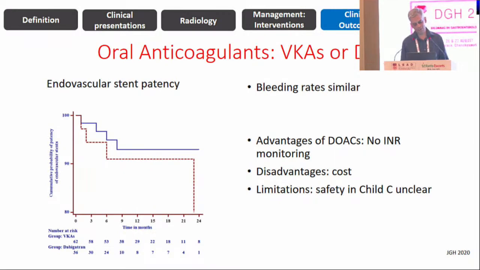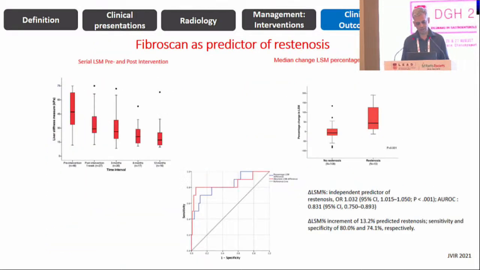We did a retrospective analysis of our patients treated with DOACs versus vitamin K antagonists, showing both of them to be equally efficacious. So for a patient who doesn't want to come back and get his INR done repeatedly, dabigatran or other NOACs could be good alternatives with good outcomes in such patients.